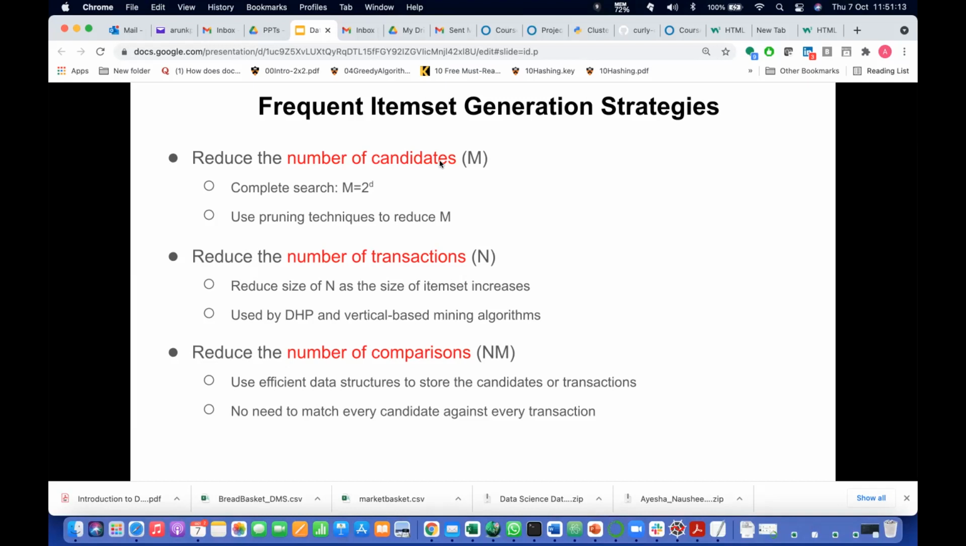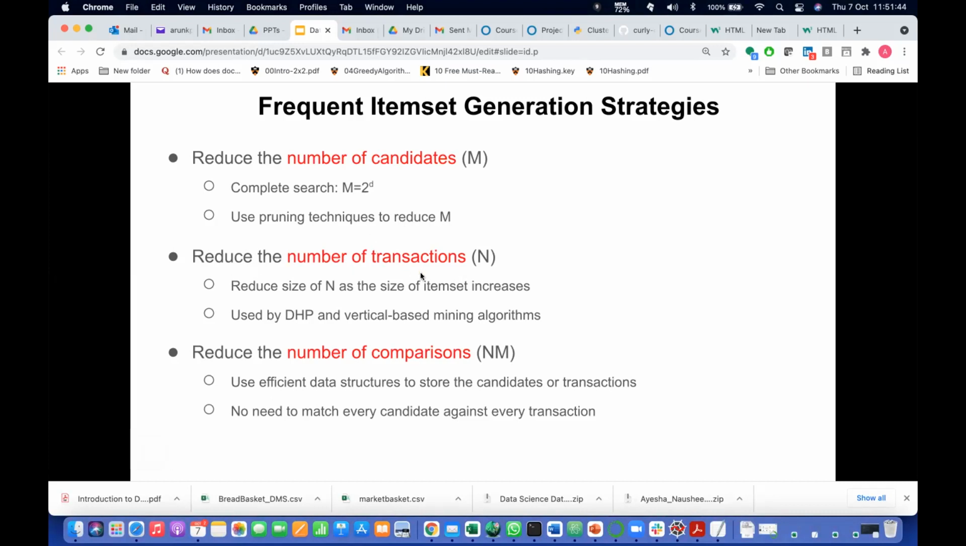If one item set itself is not frequent, then there is no meaning of computing item sets of size 2 having this one element, because that one element itself is not frequent. Whichever is added to that also won't become a frequent item set. So one way is to reduce the number of candidates, the complete set M equal to 2 power d, using pruning techniques to reduce M. Then we'll see how we prune them.